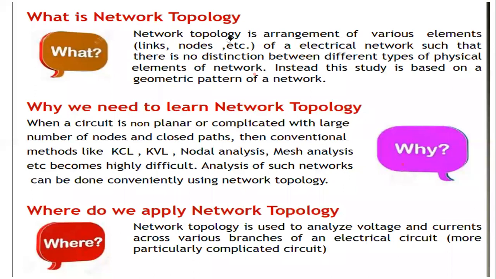Okay, we will go for that later. So there is no distinction between different types of physical elements of the network. Basically we go for the geometrical pattern of the network. How the things are connected, what things are connected, it is not important. What things are connected is not important, but how the things are connected, that is important.